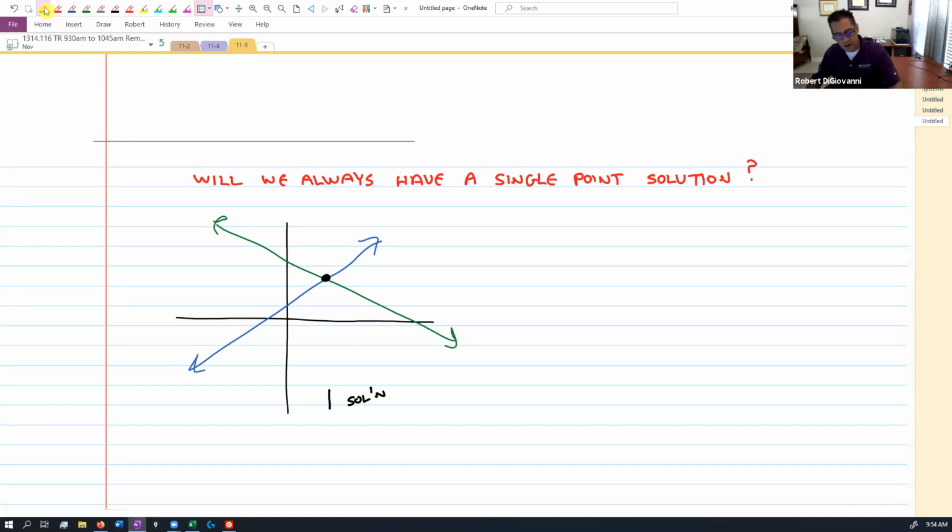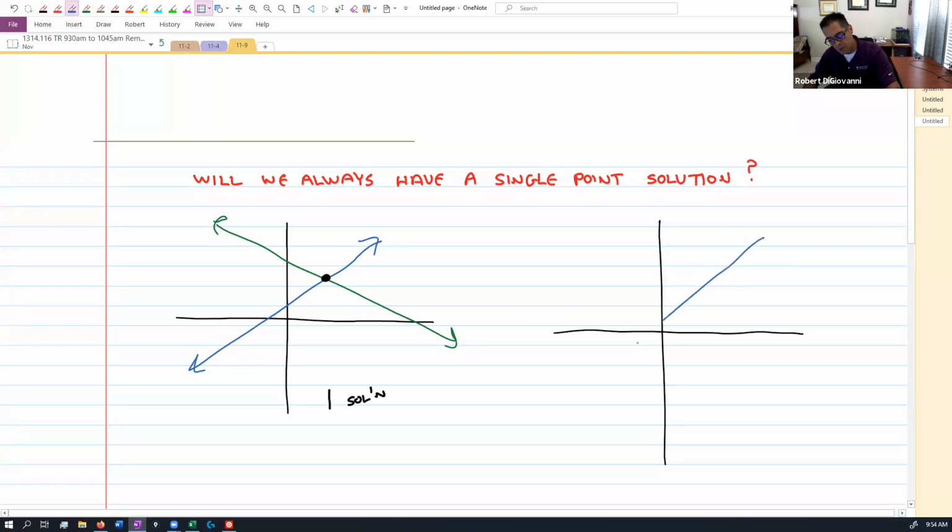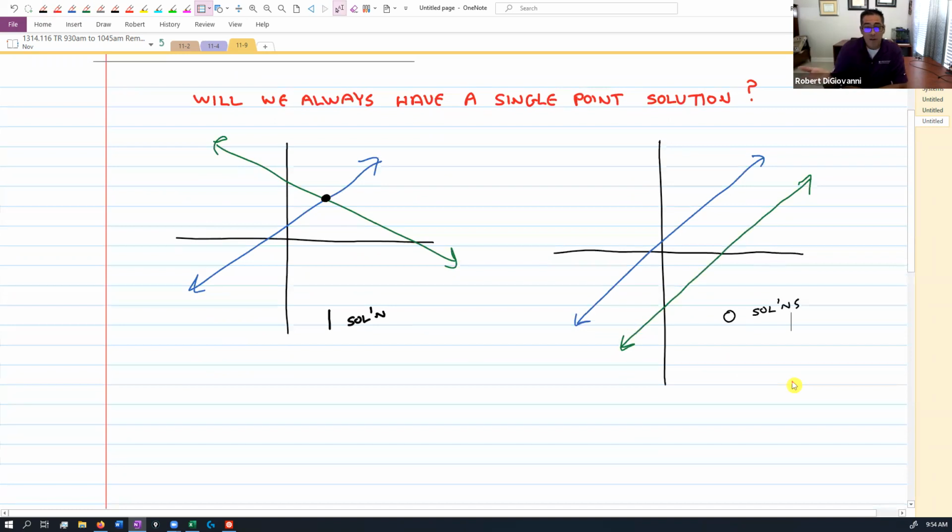But another scenario, I think it was Alexandra that said this, is that what if they're parallel lines? So what if you have a line that's like this, and then you have another line that's parallel to it? That means they don't ever hit each other. Then we would have no solution here, right? We should have no points. So it's possible to have zero solutions. Any other scenarios? We could have one answer, we could have no answers.